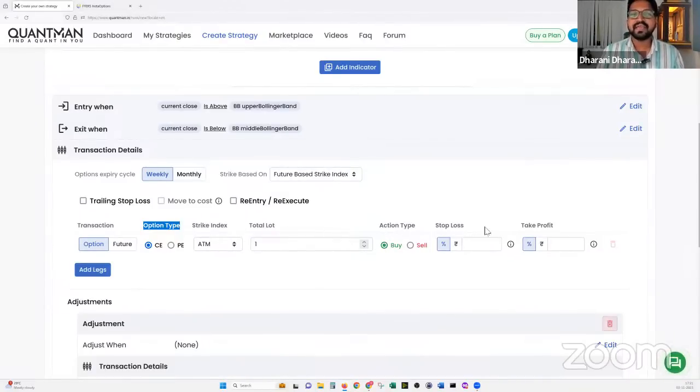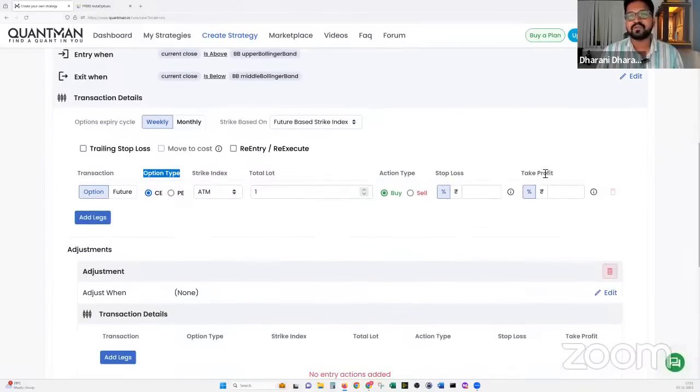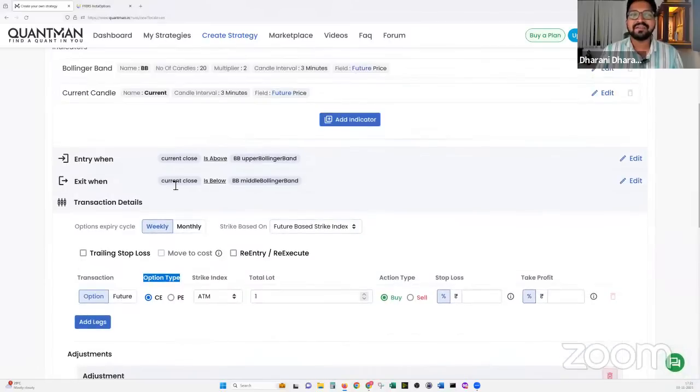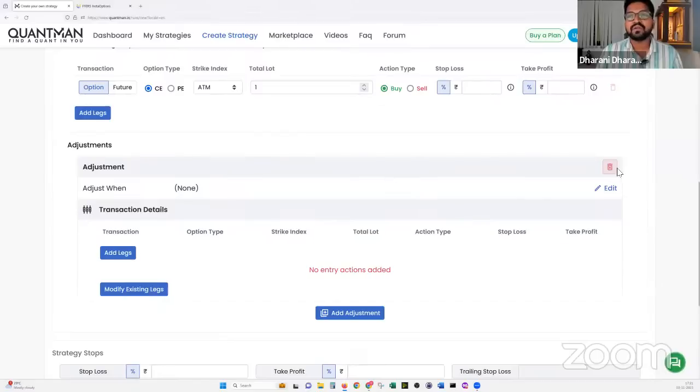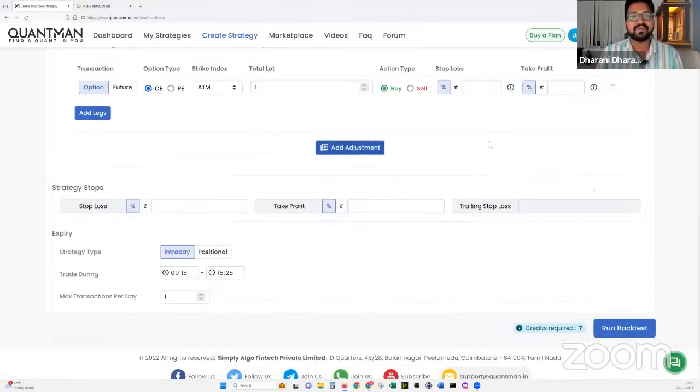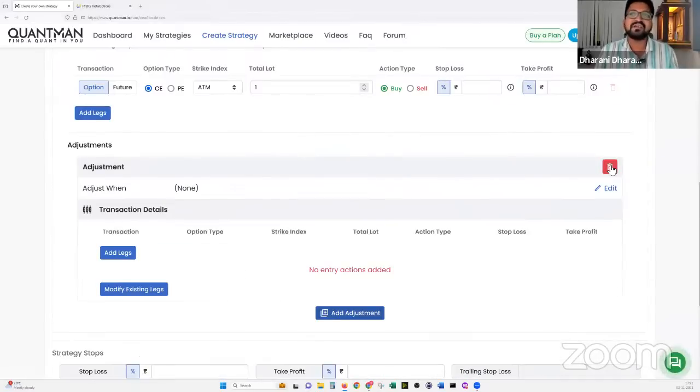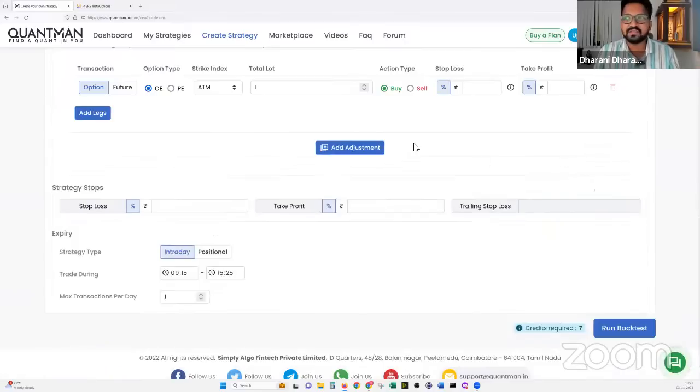I don't put any stop loss or take profit over here, because I have given the exit condition, which is the middle Bollinger Band. So I don't want any adjustments to happen over here. You can do multiple adjustments, but as of now, I don't want to do any adjustment. I want to make it very, very simple.